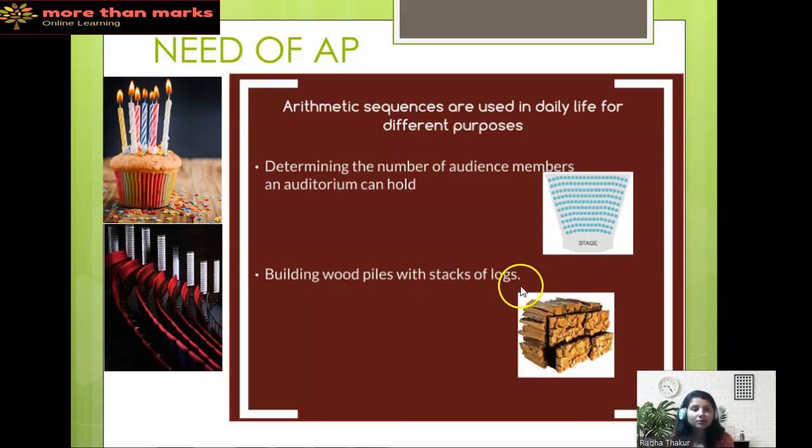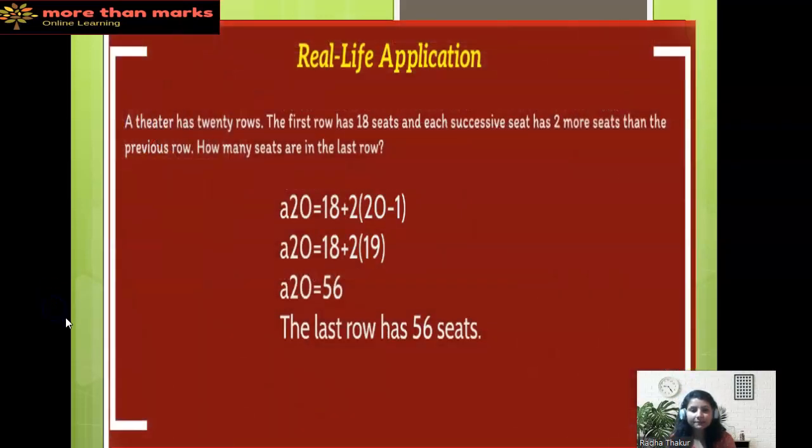So for this also you can use the concept of AP. Fine. Now let's consider a new example. Let's suppose a theater has 20 rows. The first row has 18 seats, and each successive row has 2 more seats. So in this case, how do you count the number of seats in the last row?